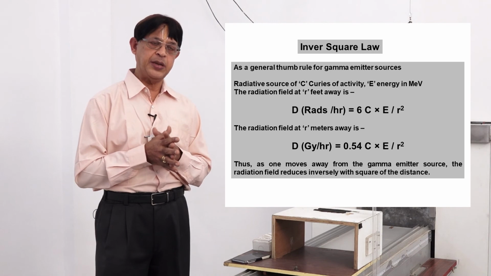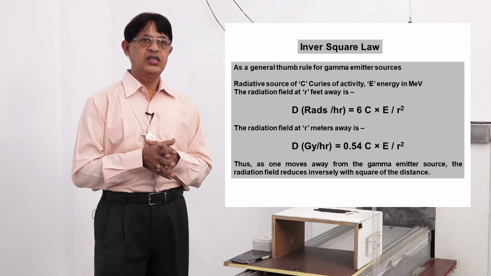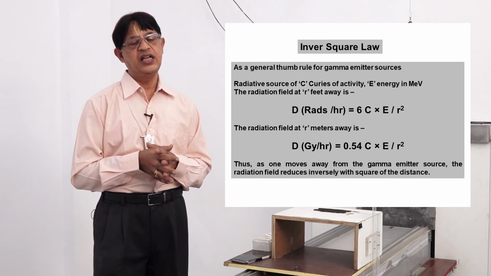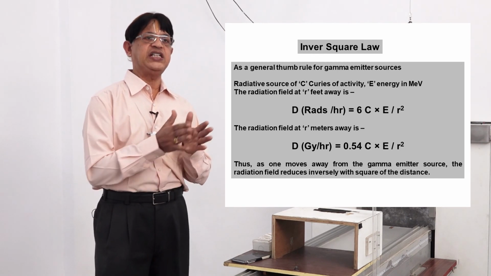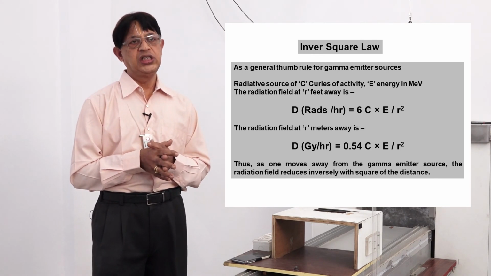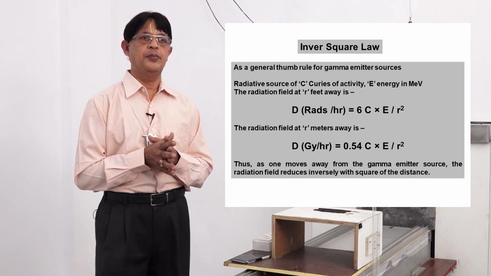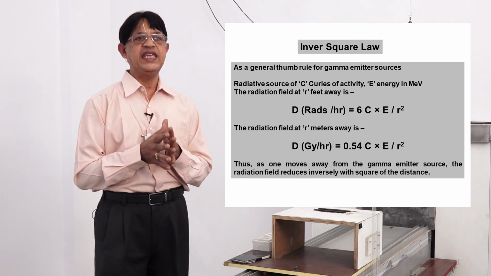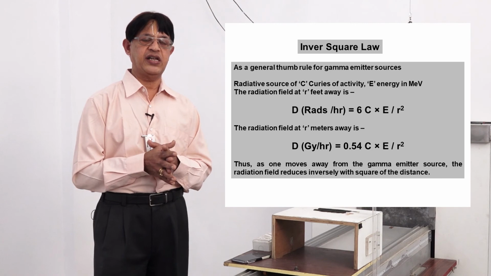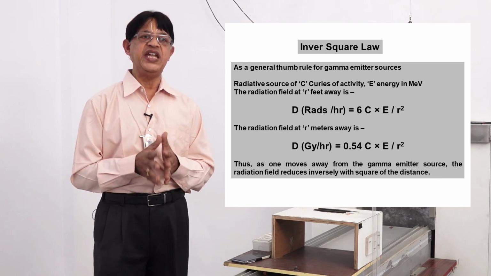If we are using the metric system, distance in meters, then we can conveniently change this thumb rule into decimal: 54.54 CE divided by R square. R will be in meters, the metric unit. So, we are going to carry out this experiment with distances measured on this calibrated distance scale in meters.